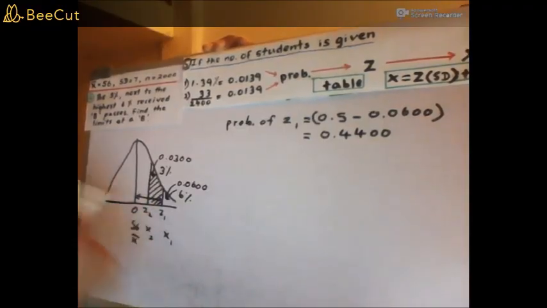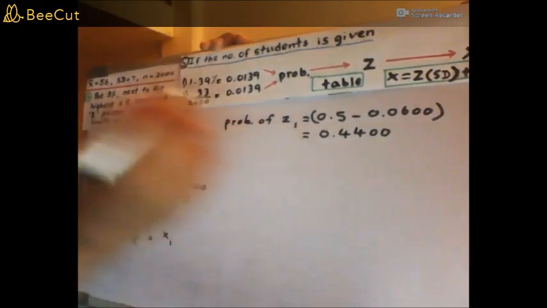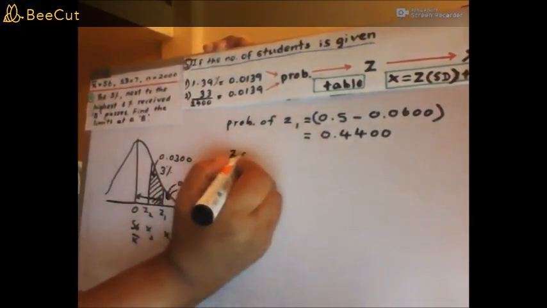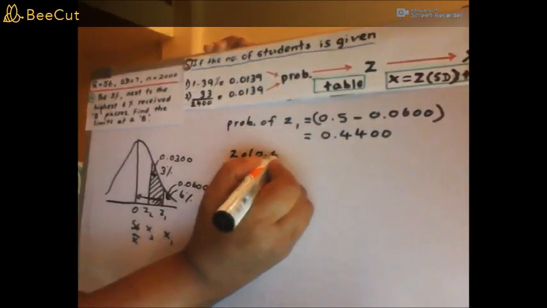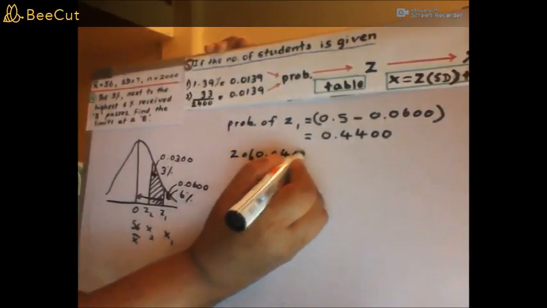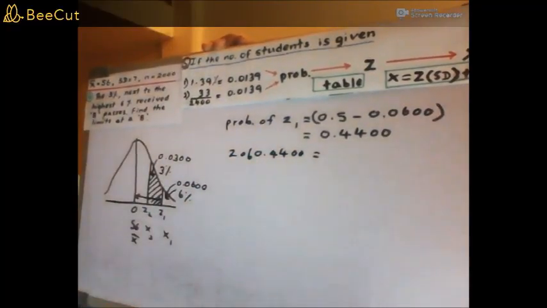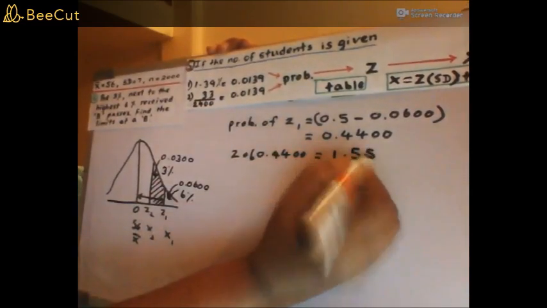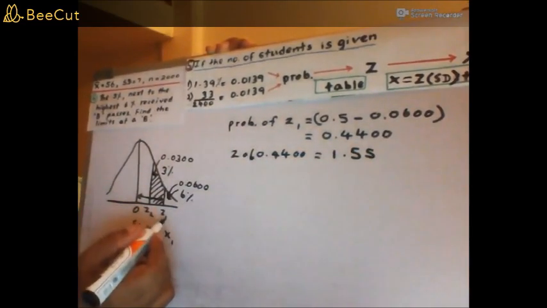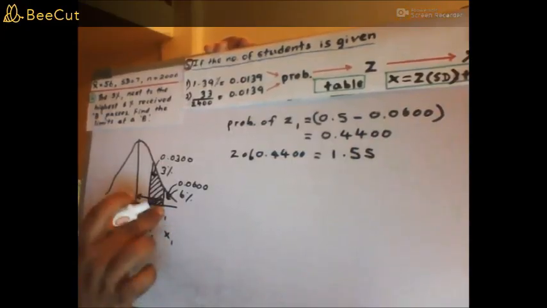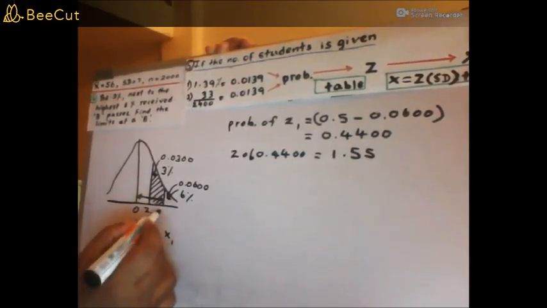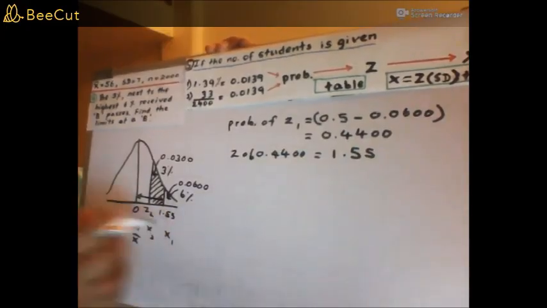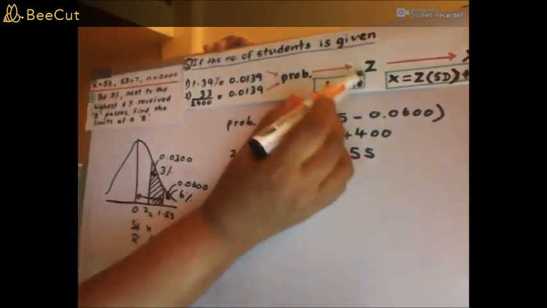Now we know the probability of this side, then we can find Z1. So go to the table and find Z1. So we have to find the Z of 0.4400. That from the table we can get as 1.55. So we need Z1, so it is 1.55. Put it there. Now we have found the Z.